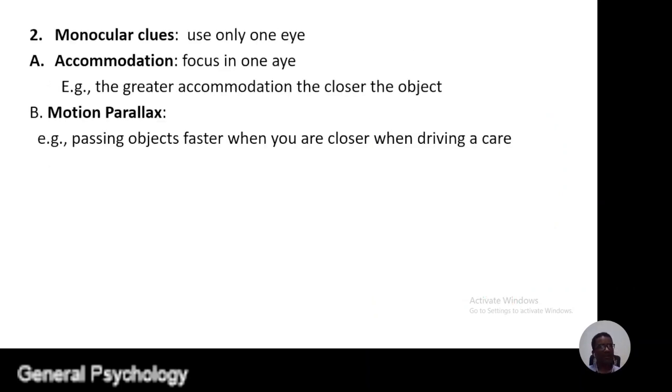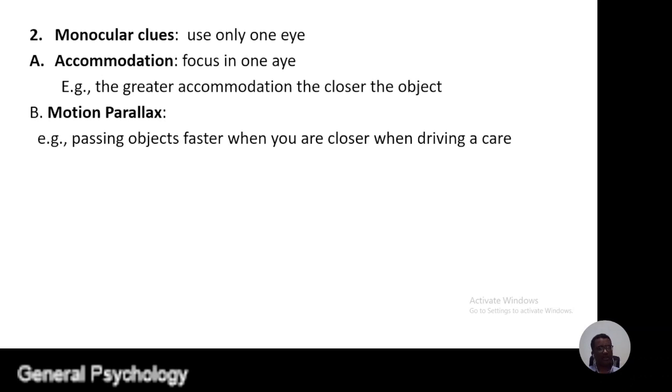The other types of cues are monocular cues. In the monocular cues, we use only one eye. Under monocular cues, we have accommodation. Accommodation means using or focusing one eye to observe something. The greater the accommodation, the closer the object, which means we can easily understand.